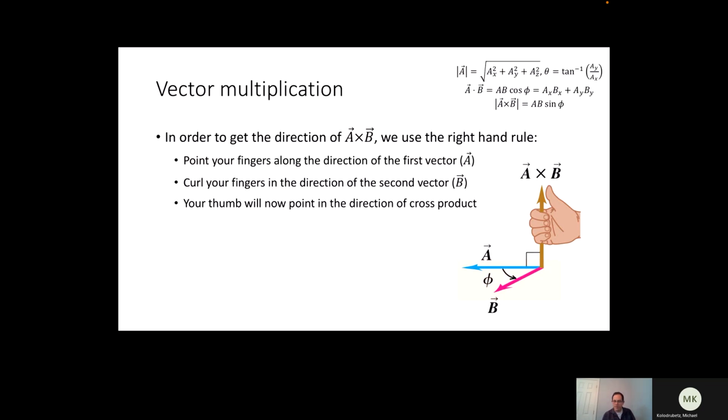Some people have slightly different ways. You can use your index finger for one, your middle finger for the other, and your thumb. That's another way of doing it. There are various ways you can do it. I prefer this version, but they should all give the same answer if you pick a good right-hand rule. And so that is the cross product. Magnitude is AB sine theta. Direction is given by the right-hand rule. So that is all the content that we have on vectors.